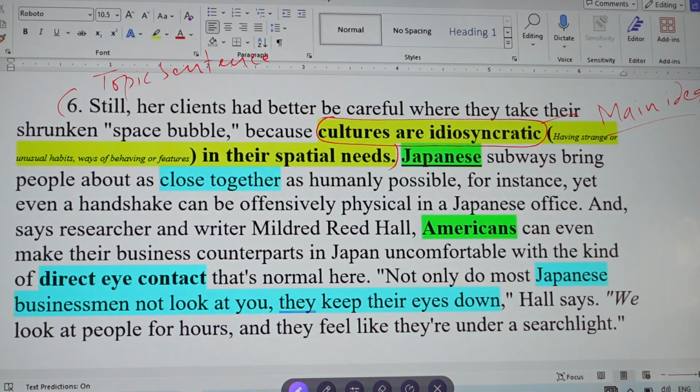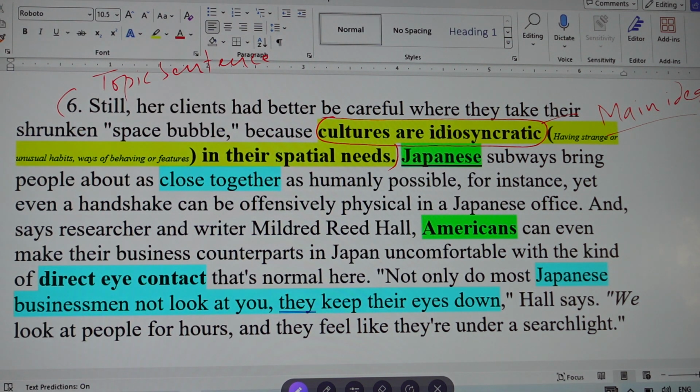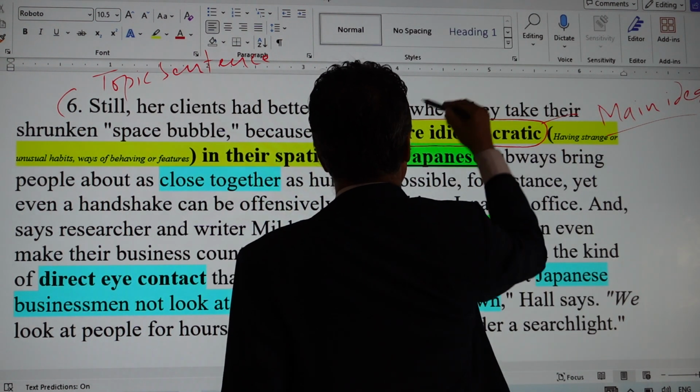Why do we call it topic sentence? Because that sentence presents the subject matter of the paragraph. The sentence which presents the topic or subject matter of the paragraph is known as the topic sentence. Sentence about the topic. So, the topic of this paragraph is cultures are idiosyncratic.